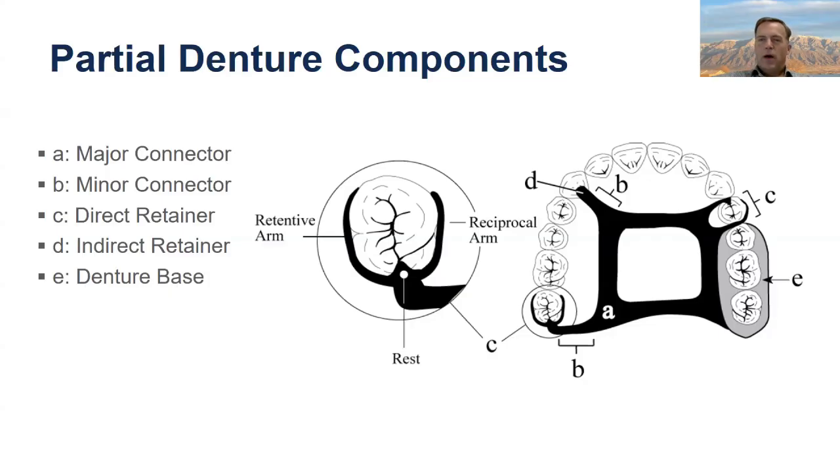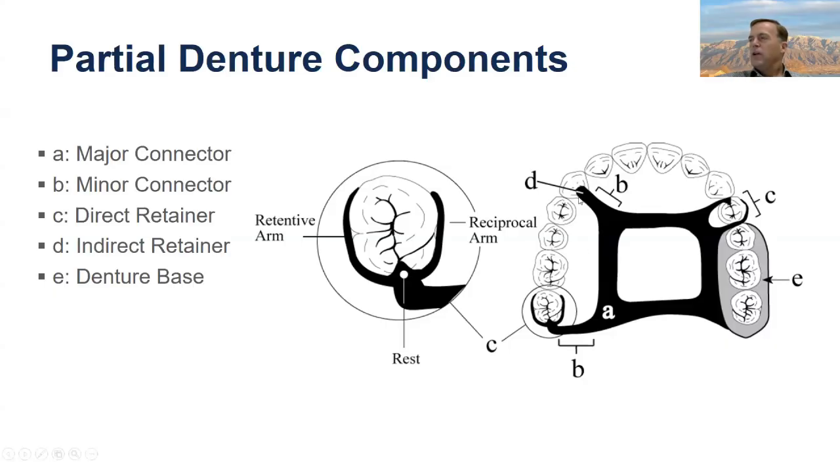We want as few as possible for hygiene. And if we can make them do double duty, so much the better. So if a minor connector is also a guide plane, that could be awesome. The direct retainers are what actually hold the partial in place. We need enough in the right spot.